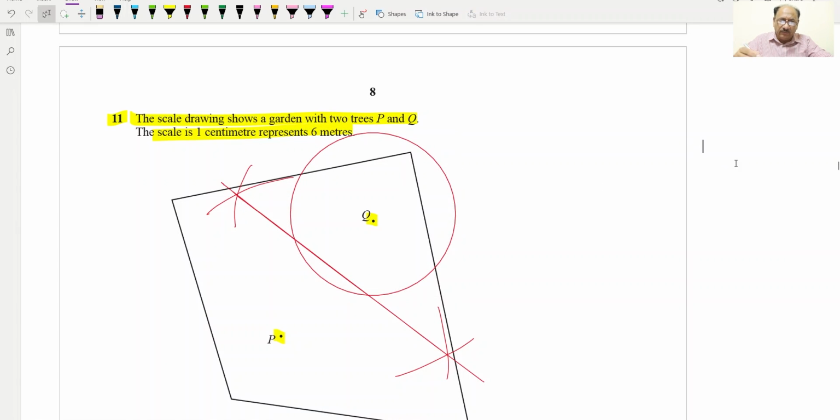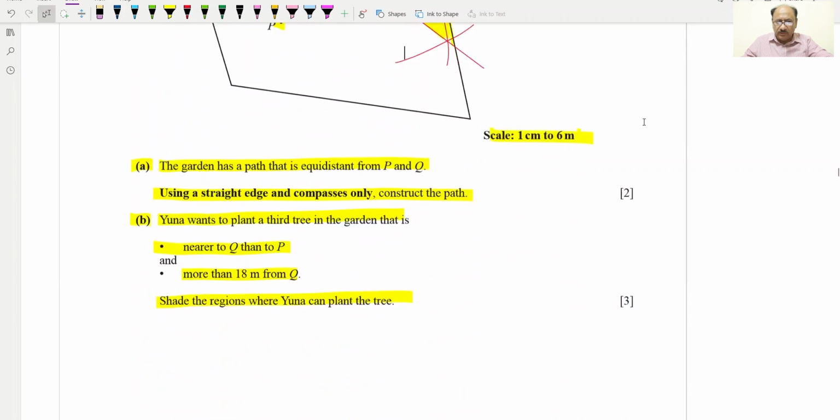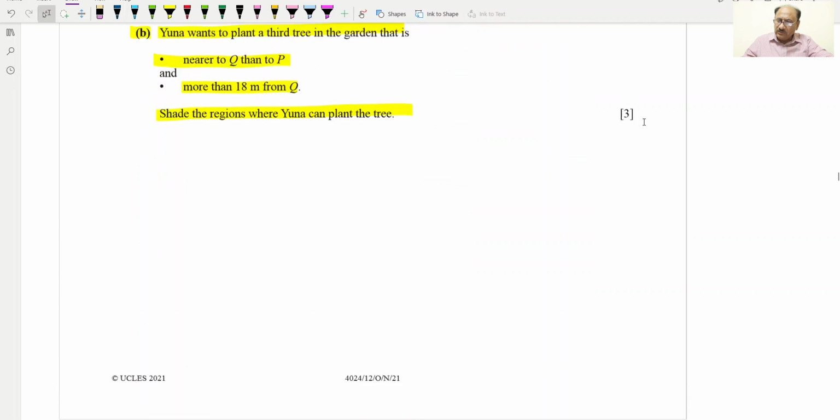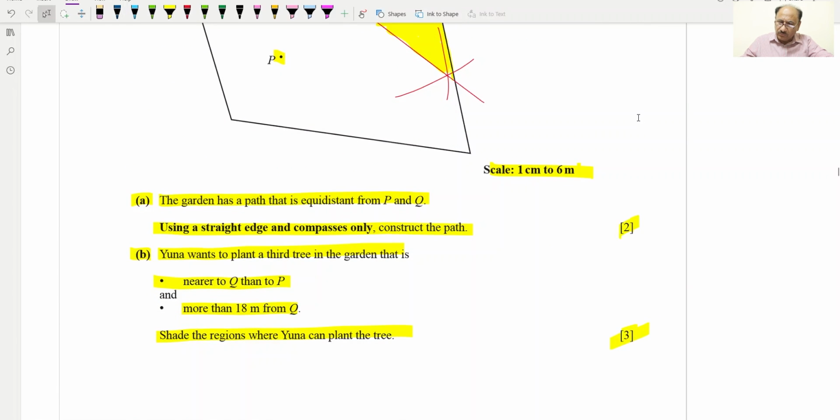So this is what we have roughly drawn, and the shaded region will be what? The indication which we have to give for the shaded region will be this region, which is closer to Q than P and outside this 18 meter circle, and the second region will be this one, which is also closer to Q than P and outside the 18 meters. This is done. Next, this was a 3 marks plus 2 marks, 5 mark question, which we are done with.